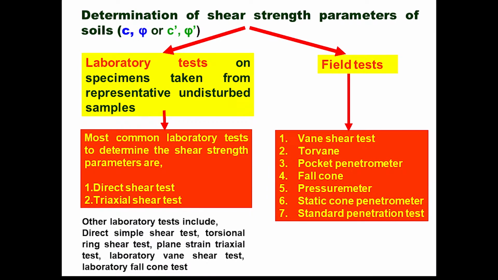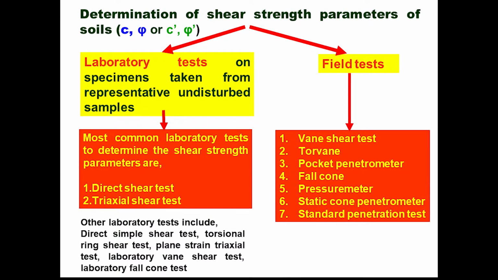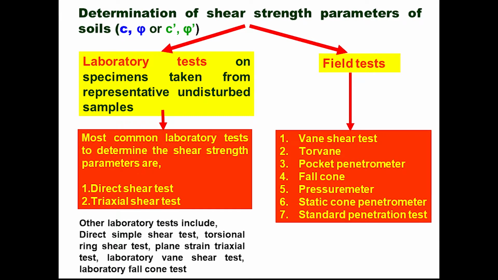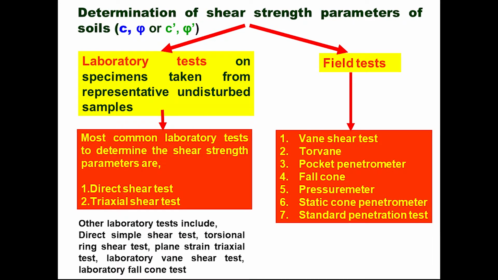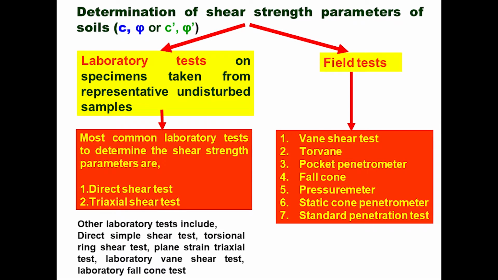Determination of shear strength parameters of soil: C and phi, or C dash and phi dash. Laboratory tests use specimens taken from a representative undisturbed or disturbed soil sample. Field tests include the vane shear test, static penetration and standard penetration, and many others. But in the laboratory, it is a direct shear test or a triaxial shear test.